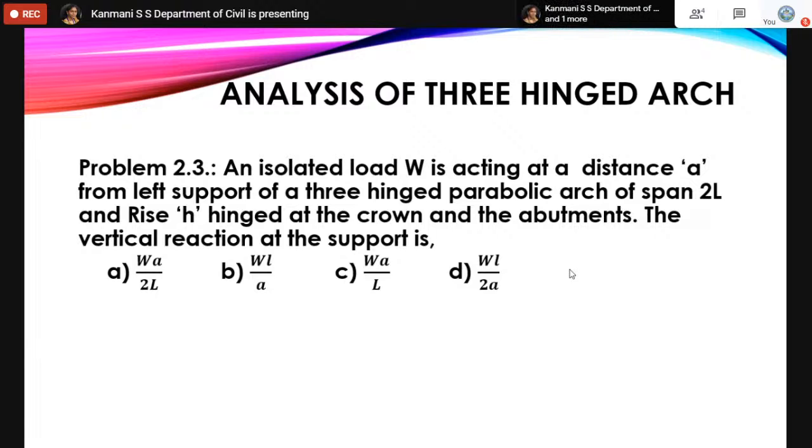I will consider sigma MA equal to 0, the summation of all the moments about the left hand support equal to 0. If I consider the reaction in the right side as RB, then RB into the distance 2L minus W into distance A. With that, RB is equal to WA by 2L. So the answer is A. In this problem, answer is A.